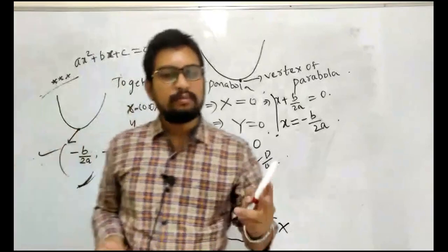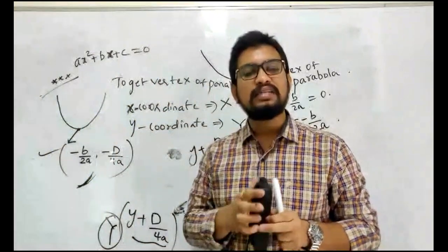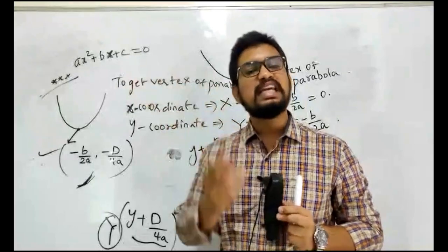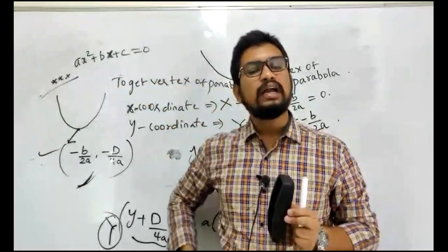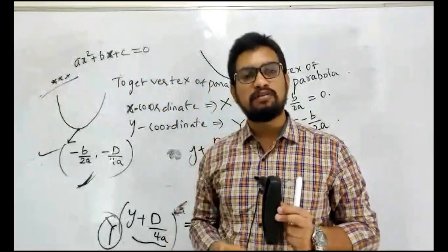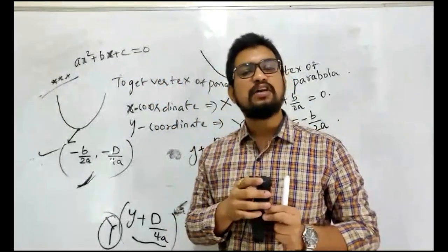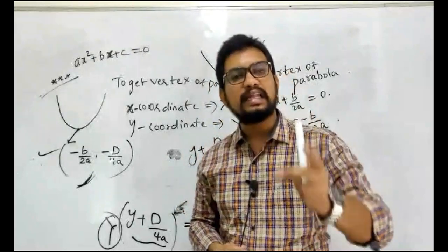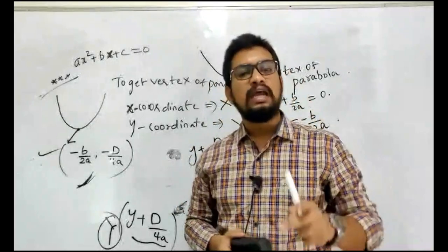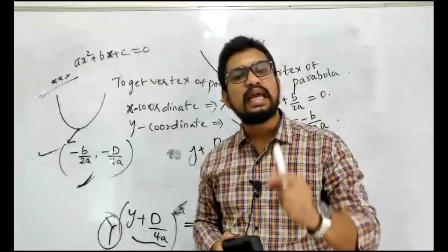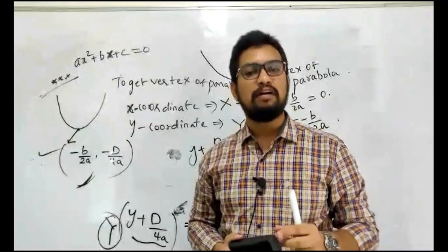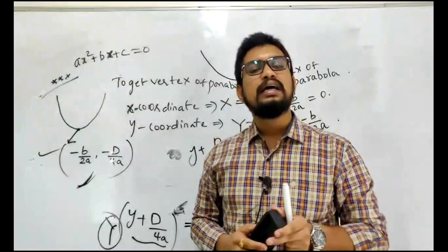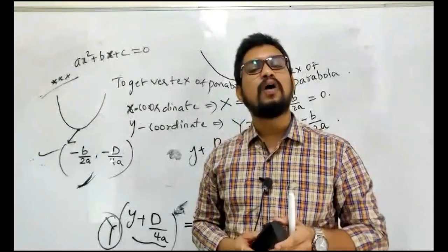Now what we are saying is, if discriminant is greater than 0, you are getting two real distinct roots. If discriminant is equal to 0, you are getting real and equal roots. If discriminant is less than 0, you are saying they are imaginary roots. That is complex roots or imaginary roots.